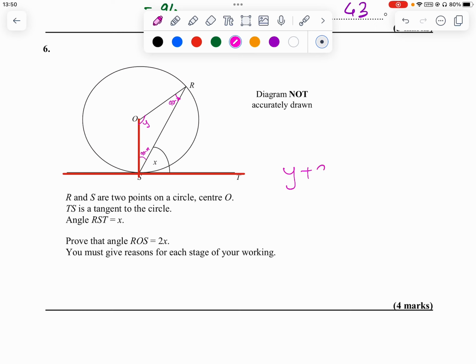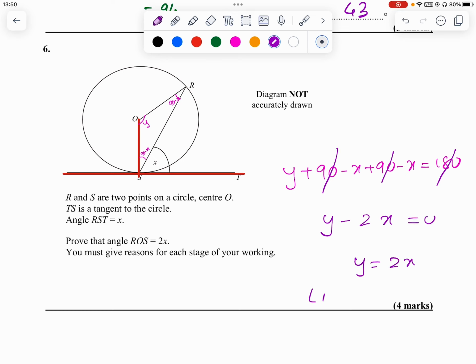y plus 90 minus x plus 90 minus x equals 180. So 180 gets cancelled on both sides. y minus 2x equals 0. So y equals 2x. So angle ROS equals 2x. That is what has been asked us to prove.